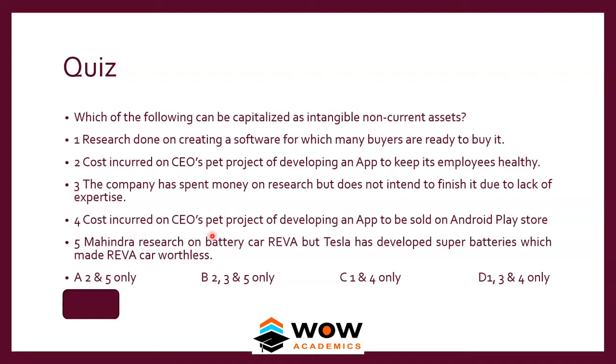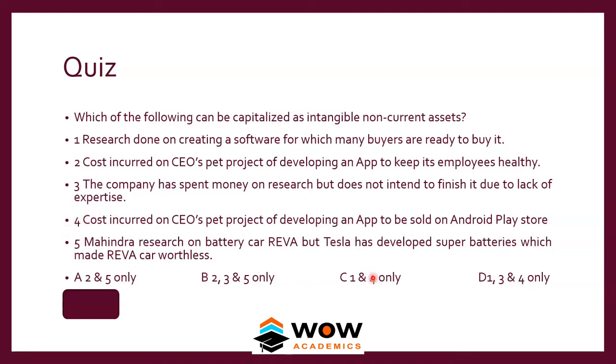Cost incurred on CEO's pet project of developing an app to be sold on the Android Play Store. See, now this is a development cost. They are trying to develop an app which they are going to sell on the Play Store. So 4 is an asset. 5: Mahindra research on battery car Reva, but Tesla has built super batteries which made the Reva car worthless. So it essentially means there's no market for it. All the development has been done. It is a development cost, but still it is useless. So 4 alone is definitely the answer.